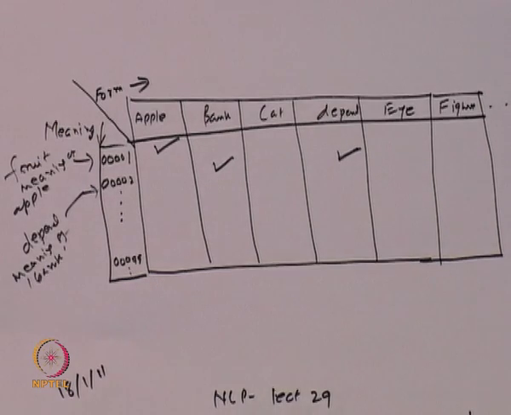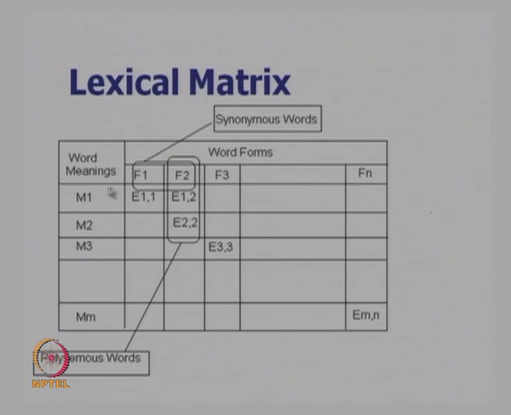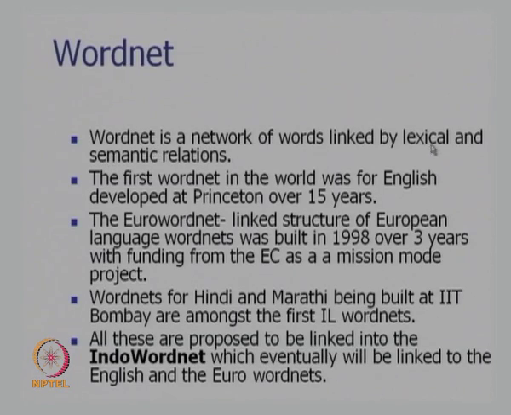So, if we look at the slide once again, if I concentrate on a column, then for a particular word these are the meanings. So, the cells in that column below the word express what is called the polysemy of the word, that is multiple meanings of the word, and words along the row for a particular meaning express synonymy. So, this is expressed here: synonymous words along the row, polysemy along the column. So, Wordnet is a network of words linked by lexical and semantic relations.